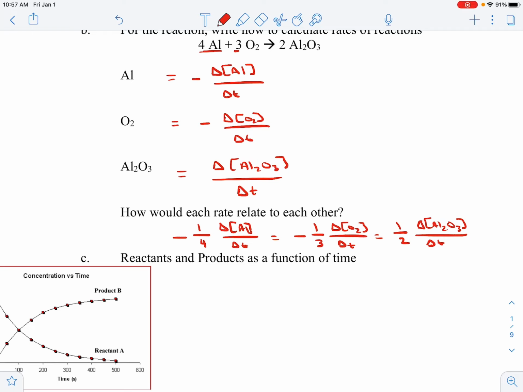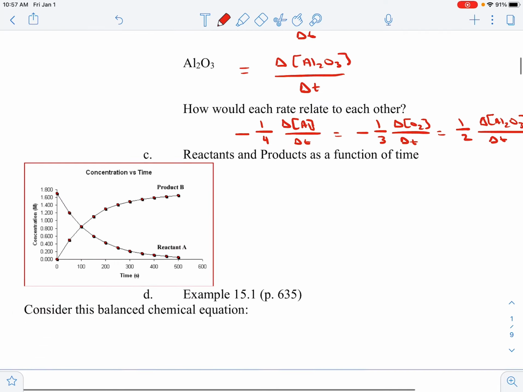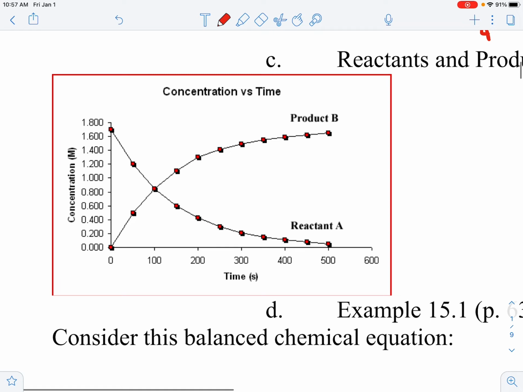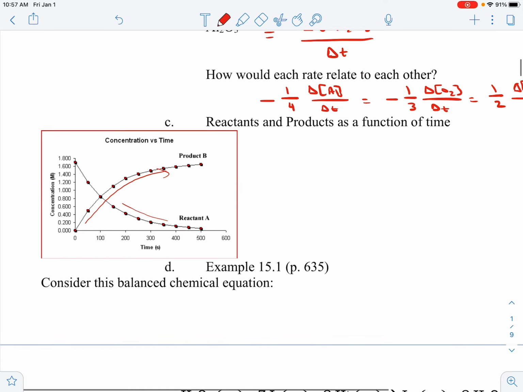So I have to use 2 aluminums for every 1 aluminum oxide I form. All right, and that's how they relate. This kind of goes back to what we just talked about. Notice how our reactants are decreasing. Reactants are decreasing over time, and our products are increasing over time, thus that negative rate.